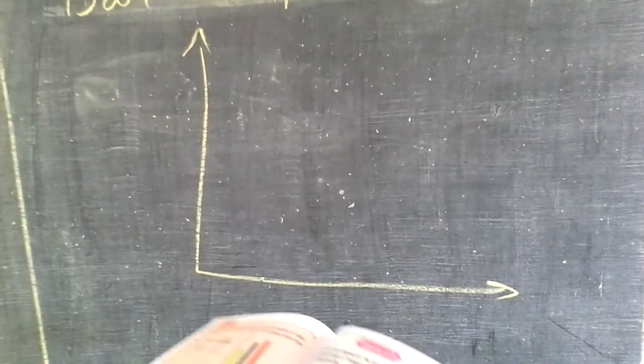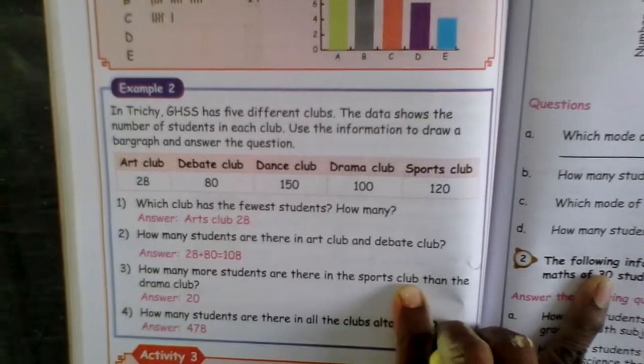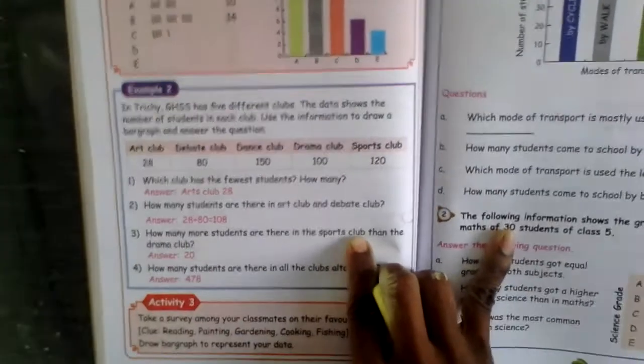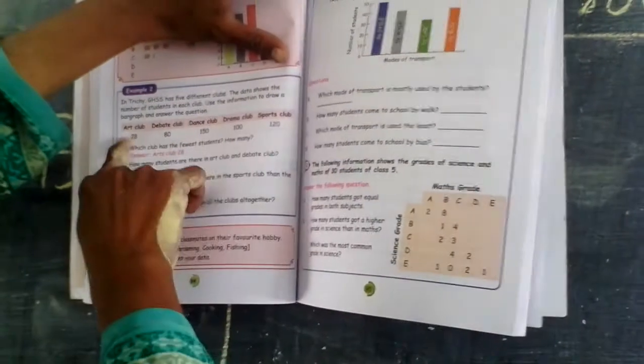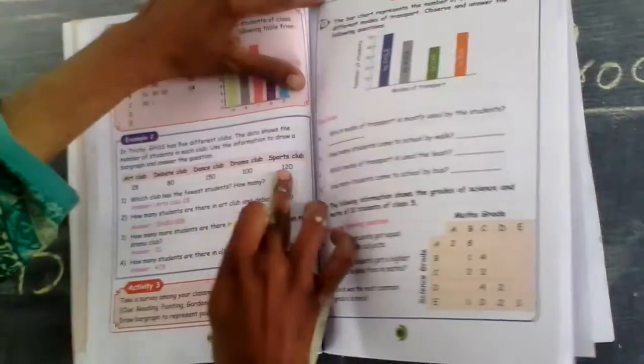Let me get the data of one thing. See here, example 2: Tiruchi Girls Higher Secondary School has 5 different clubs. The data shows the number of students in each club. Use the information to draw a bar graph. So they have not drawn it, so we will try to draw here. What they have given is the number of students and the club name. So we will put the number of students here. It is still 120 that is coming.